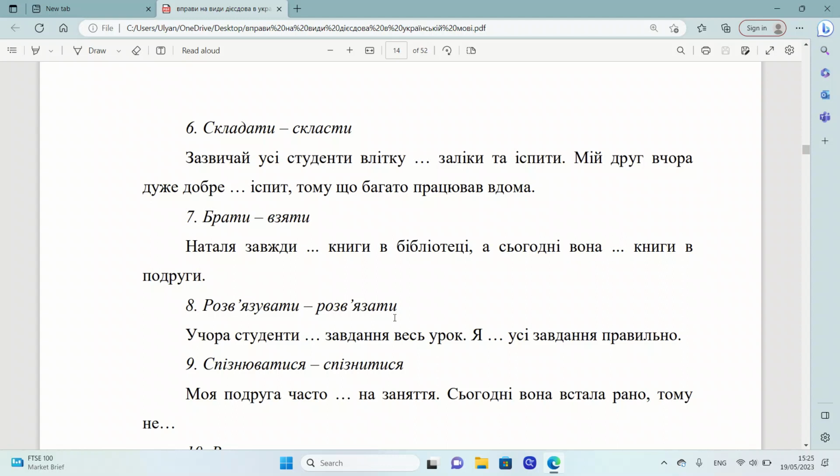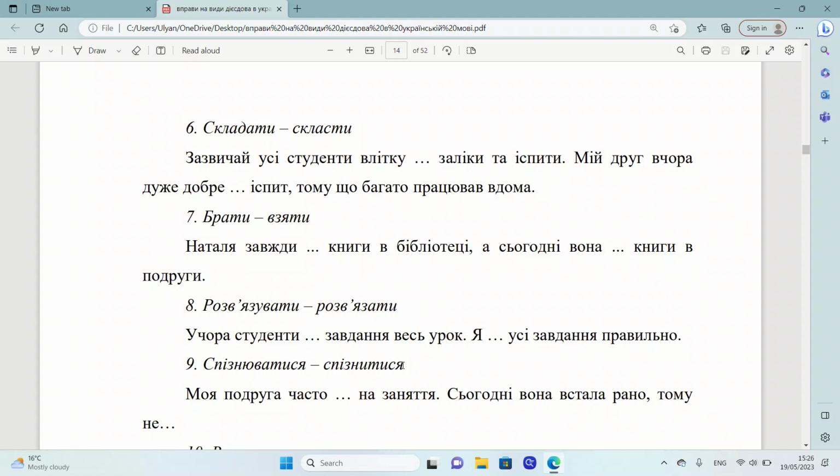Розв'язувати, розв'язати. So to figure out a task, to finish a task. Учора студенти весь урок, so it's a process, розв'язували завдання весь урок. Я усі завдання правильно. So я розв'язала усі завдання правильно. So yesterday the students tried to figure out the task, to finish the task, the whole lesson. I finished them all correctly.